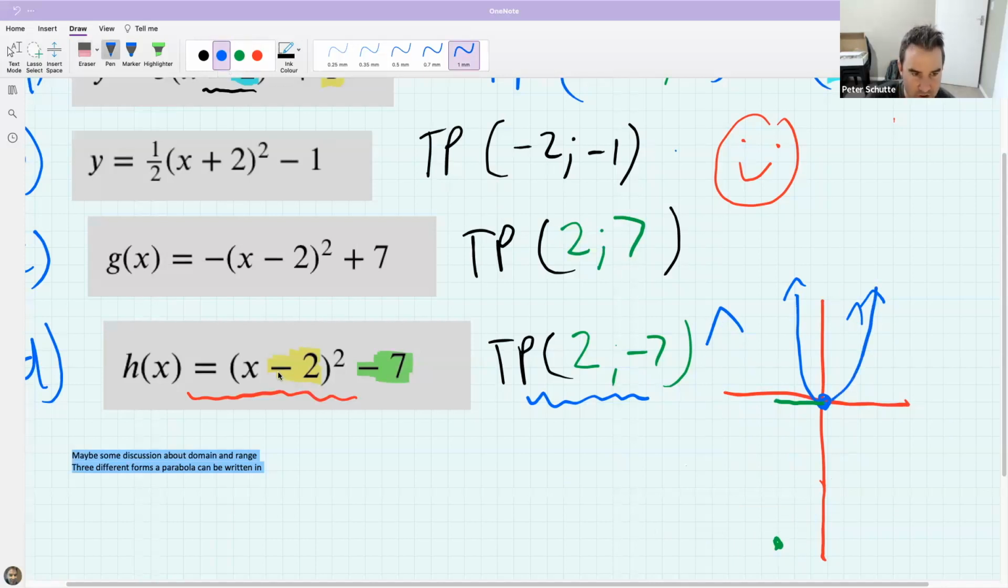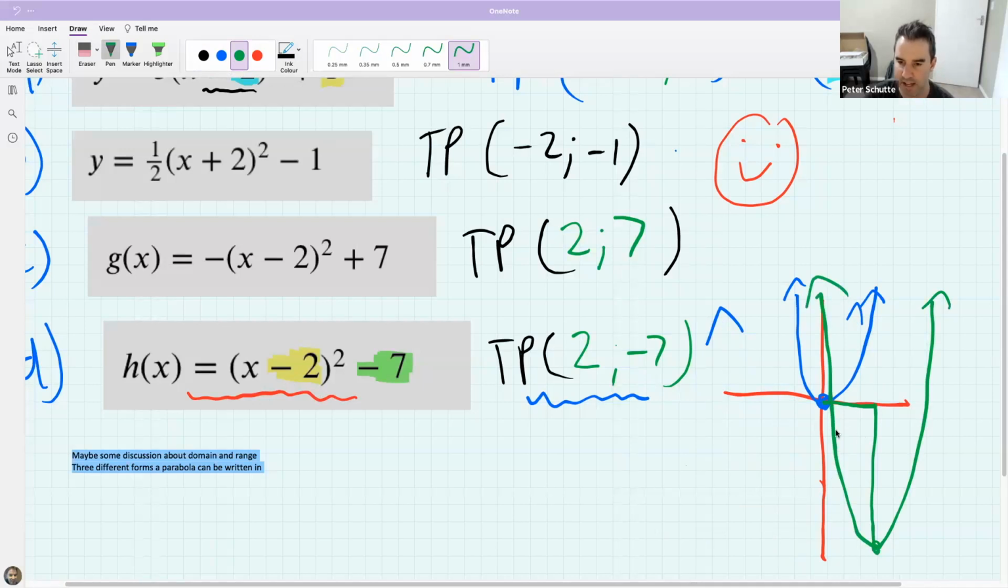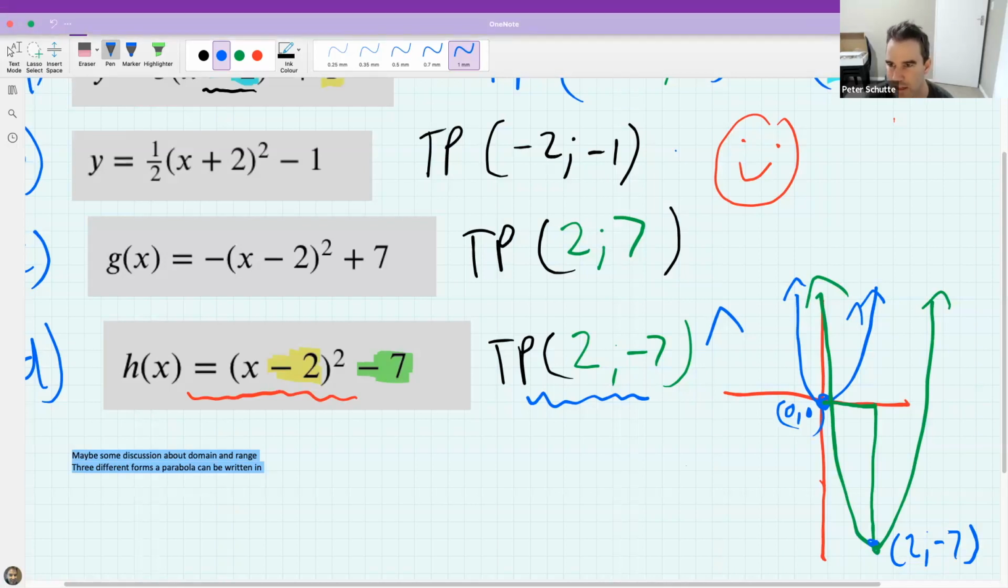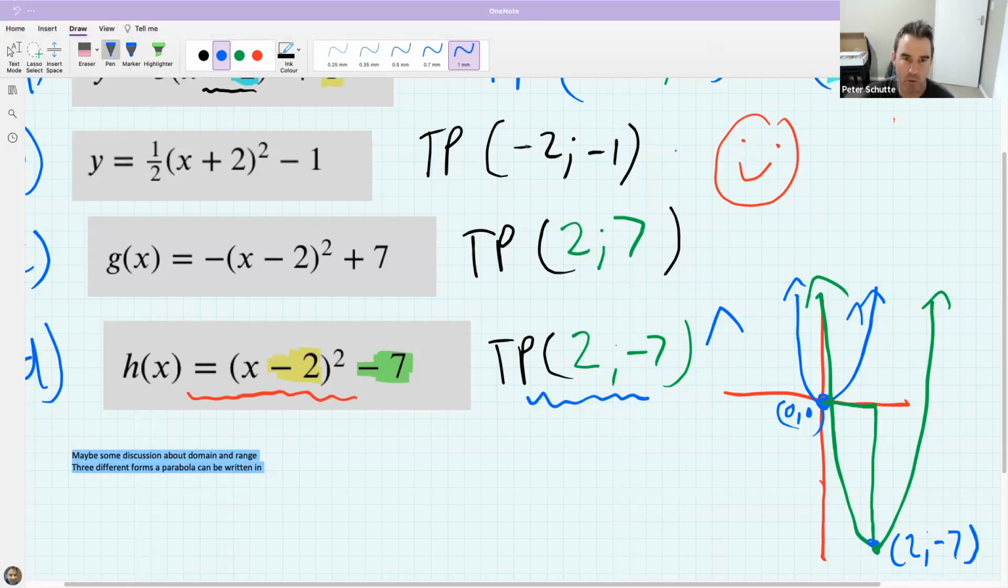So if it's -2, it has to move 2 units to the right. It moves the opposite direction. So it goes 2 units across, and then it goes 7 units down. And that will be my turning point. And then it would look something like that. So notice how it goes. That's why the turning point has to be 2, -7 when it used to just be 0, 0. This is what we call shifting the parabolas. Now that's a bit tricky, but I thought I would show you guys because you've been doing very well.